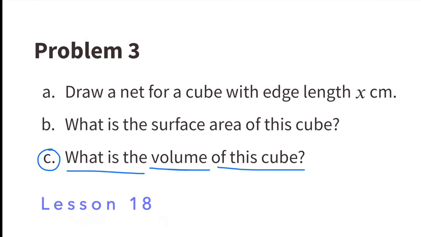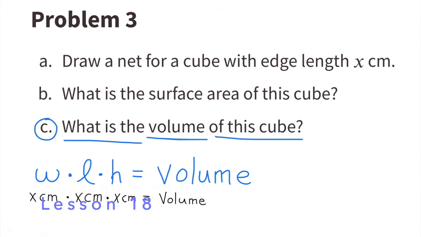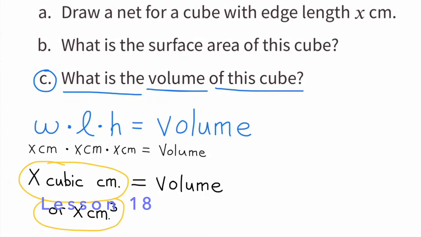C. What is the volume of this cube? Width times length times height equals volume, and in this case it's x centimeters times x centimeters times x centimeters equals the volume. And x times x times x is x cubic centimeters, or x centimeters to the third power.